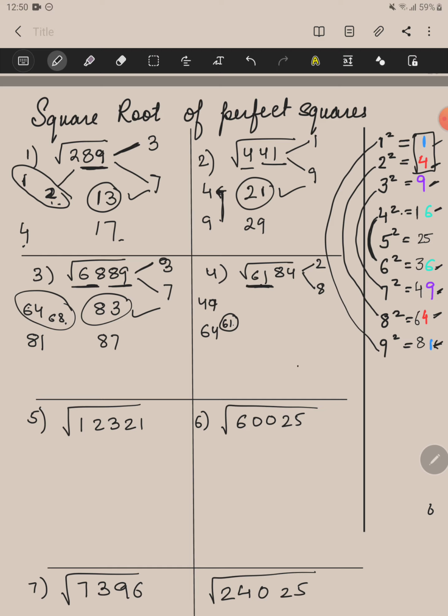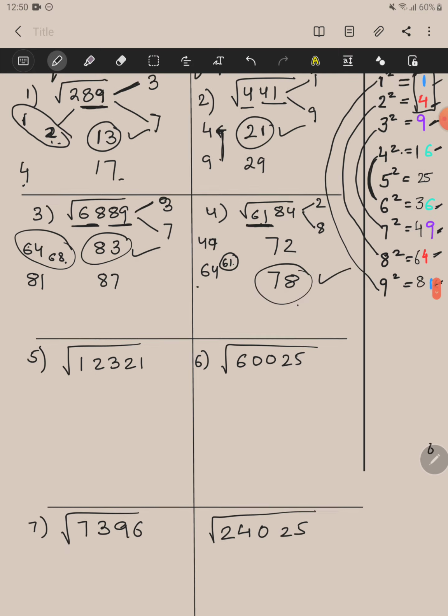The square root of a number lesser than 61 will be 7. So, my answer can be 72 or 78. Which one should I choose? Since 61 is closer to 64, I will choose 78 as my answer.